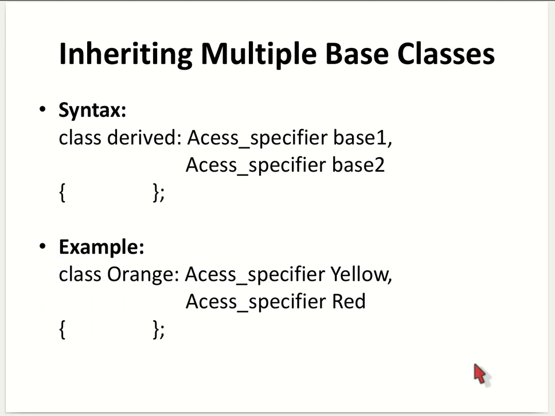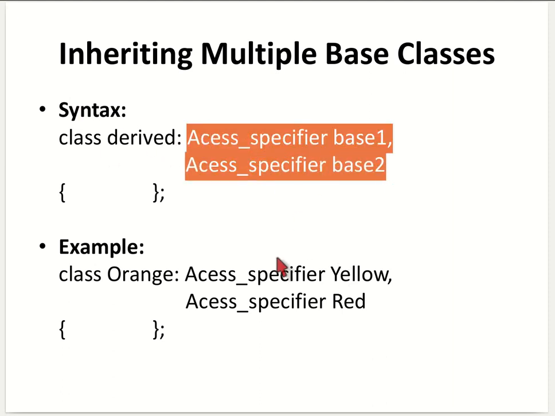Now, inheriting multiple base classes. Until this time we have inherited only from a single base class. Here we want to access some of the attributes from base class 1 and some of the attributes from base class 2. So how will I do it? For that we will do it like this. This is the syntax of it.